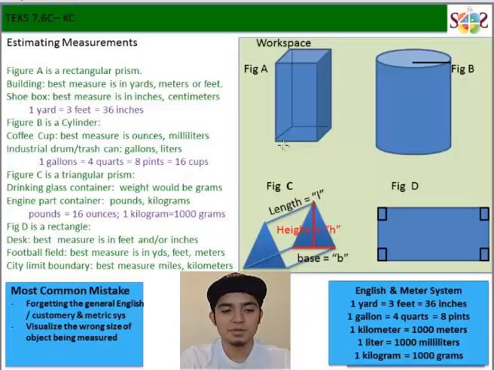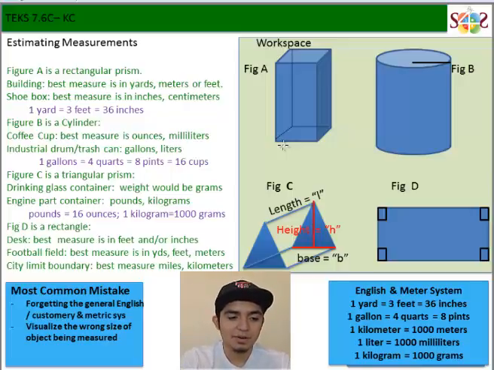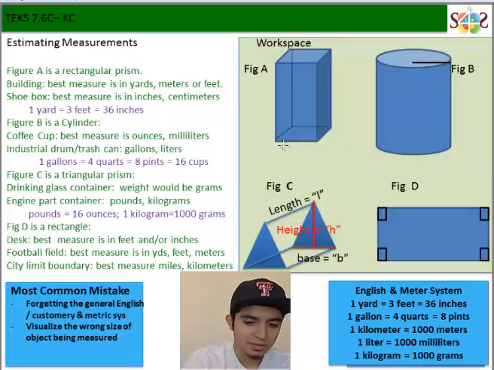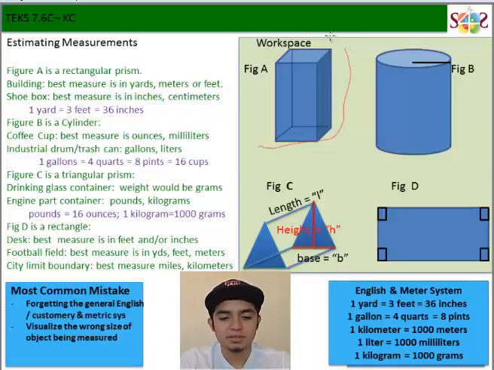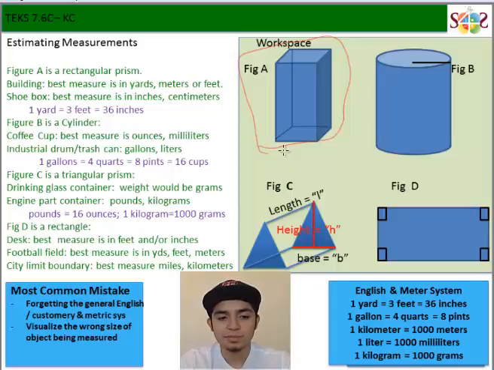Hello, today we'll be going over estimating measurements. So here in the first example we have figure A, a rectangular prism, and it asks us to envision that this is a building and what is the best measurement or units for this building.